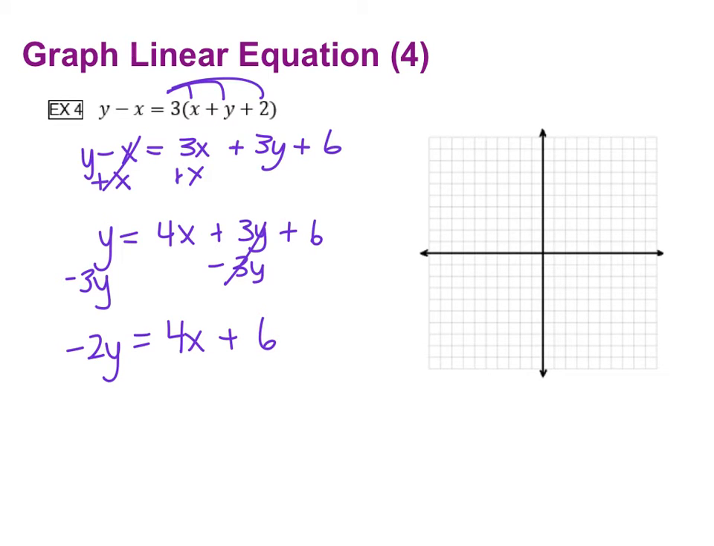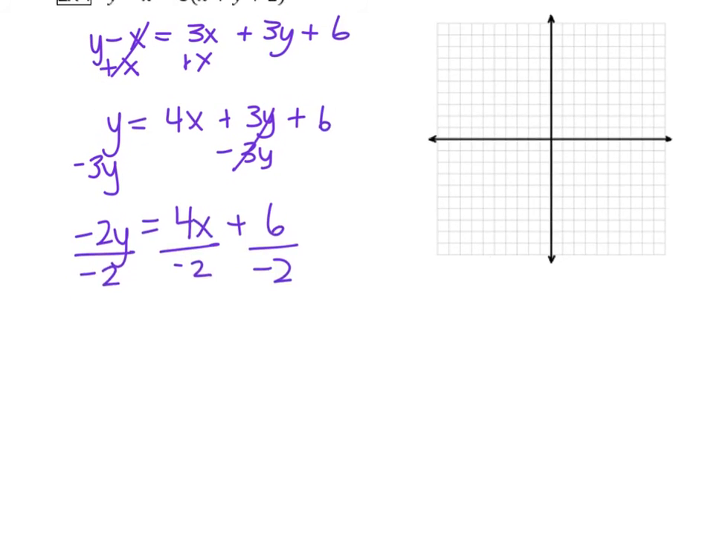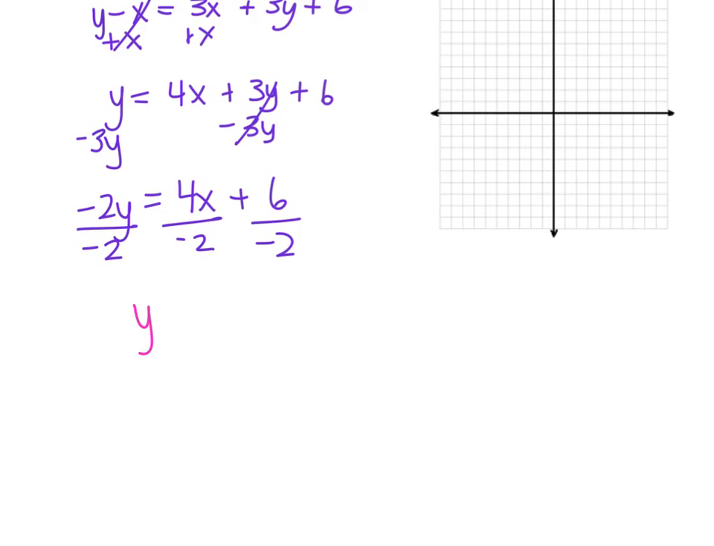Alright, so we almost have this solved for y. We just have to get rid of that negative 2. It is being multiplied, so we divide everything by a negative 2. And our equation is going to be y equals 4 divided by negative 2 is a negative 2x. 6 divided by negative 2 is negative 3.